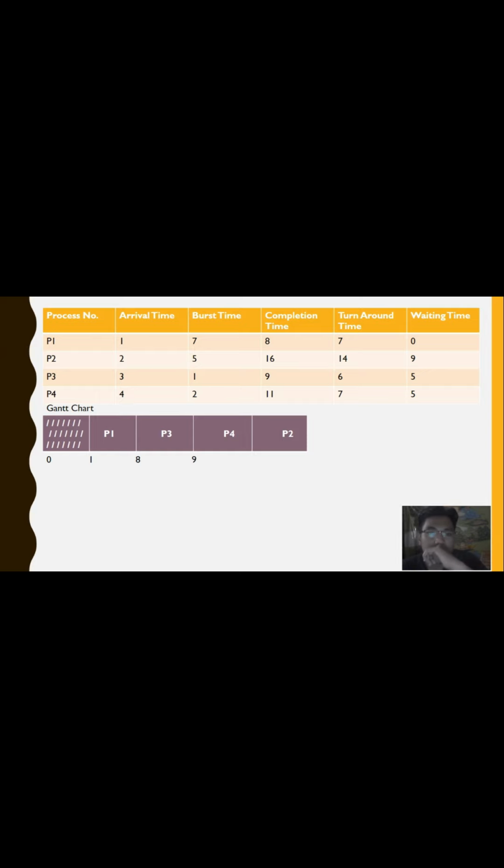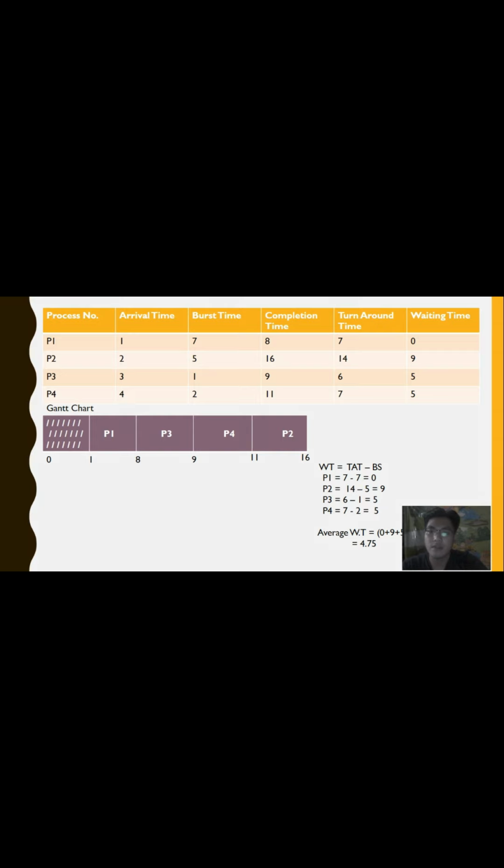Then lastly, we have here the P2. We have 16 as the answer. We add the completion time of P4, which is 11, and we add the burst time, which is 4. That's why it's 16. So we are done in completion time. We have to proceed to turnaround time.